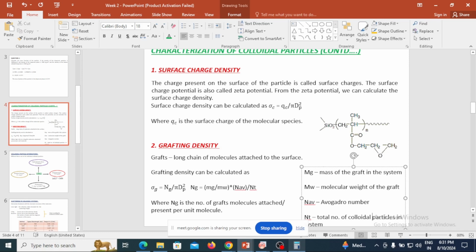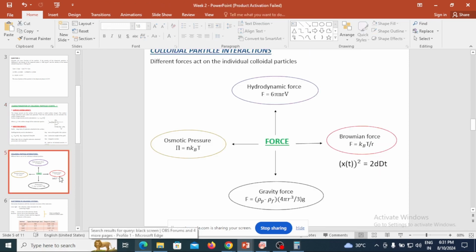Now I hope there are no doubts. In case you have any doubts, then please let me know now, before we move on towards understanding the forces and interactions present in the colloidal particle system. Does anybody have any doubt?